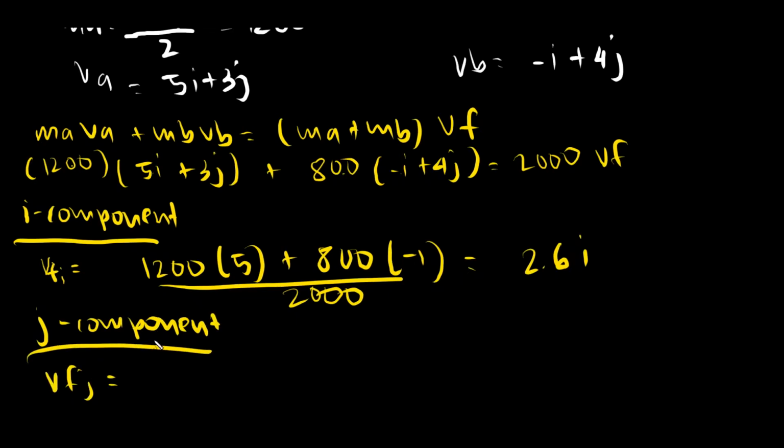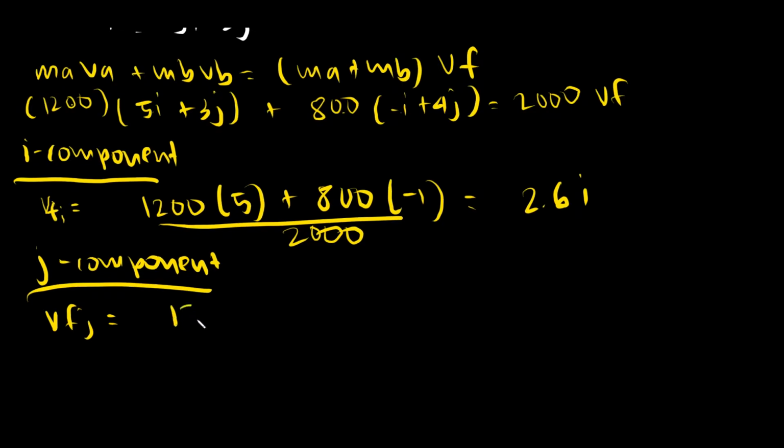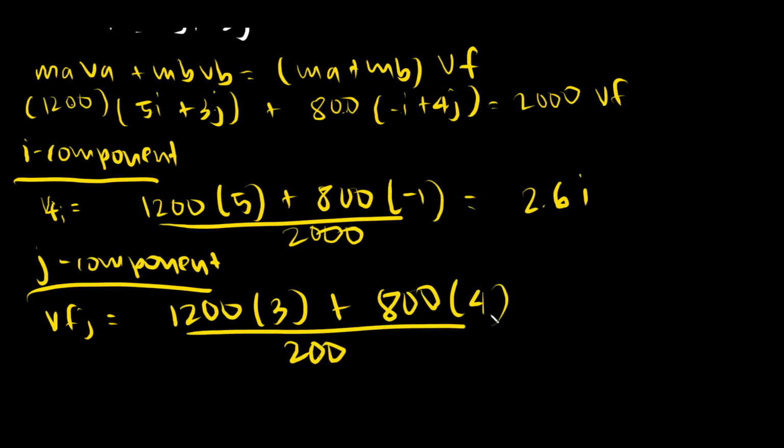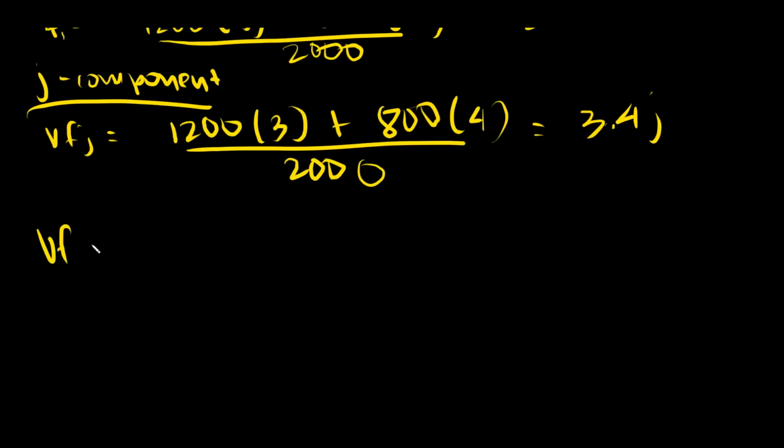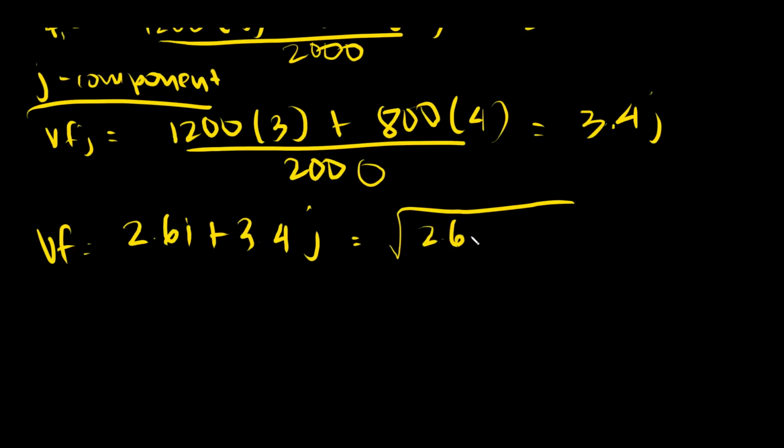So, VFJ. So, you have 1,200 times ang J component, 3, plus 800 times 4 divided by 2,000. You have 3.4J. Okay? So, the final velocity is 2.6i plus 3.4j. So, taking the magnitude of that, kuha ilang magnitude, that is square root of 2.6 squared plus 3.4 squared equal to 4.28.